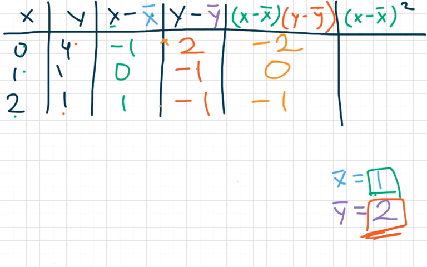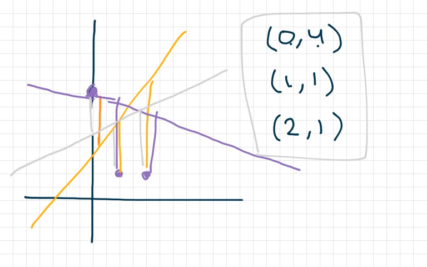Okay, next we are going to find what goes in this column, which is x minus the mean of x, squared. So we take the x minus the mean of x, which is this column here, and we're going to square it. So that's negative 1 squared is going to give us 1. Negative 1 times negative 1 is just 1. 0 squared is 0, and 1 squared is 1. Okay, so we have everything we need here. Now all we need to do is plug it into our formula.